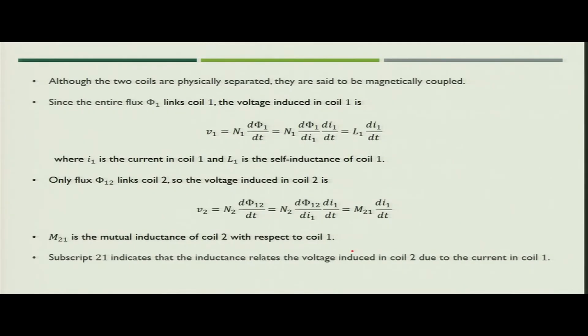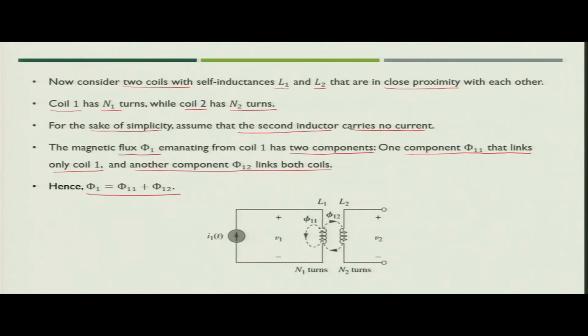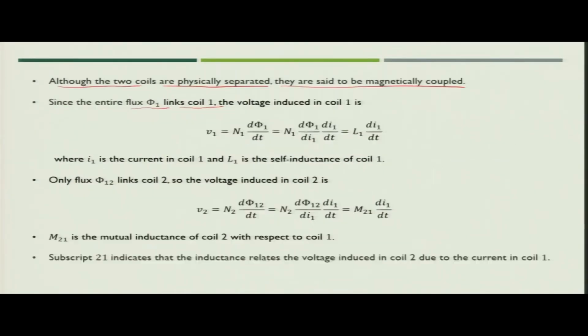Now, as we know, the two coils are physically separated, meaning they are not electrically connected. So, we can say that they are simply magnetically coupled. Since flux phi 1 links coil 1, as you see in the figure, flux phi 1, that is phi 11 plus phi 12, is completely linking coil 1.